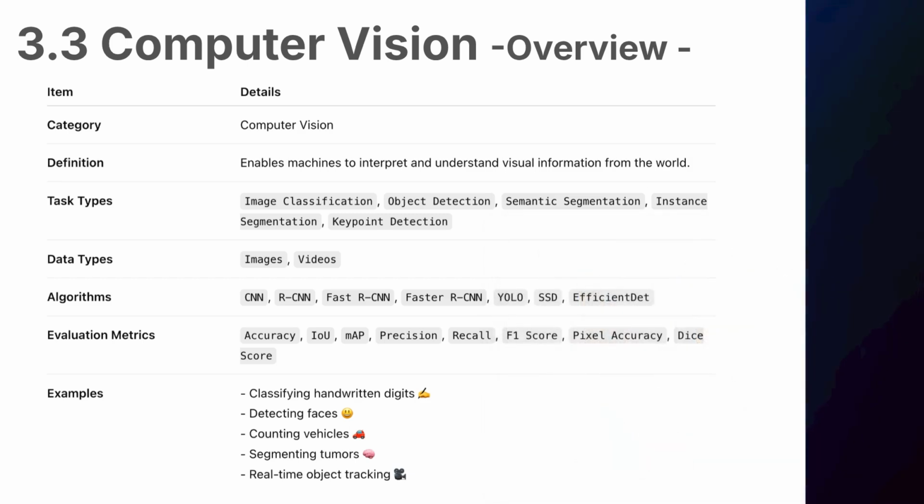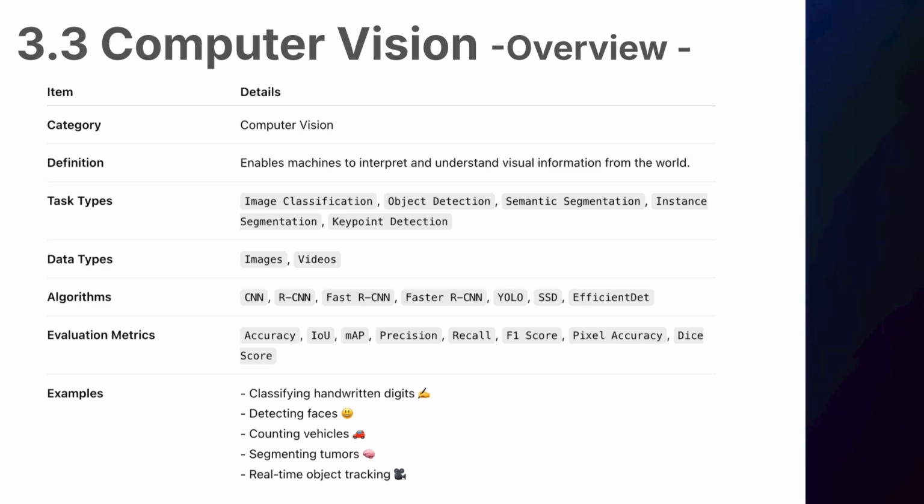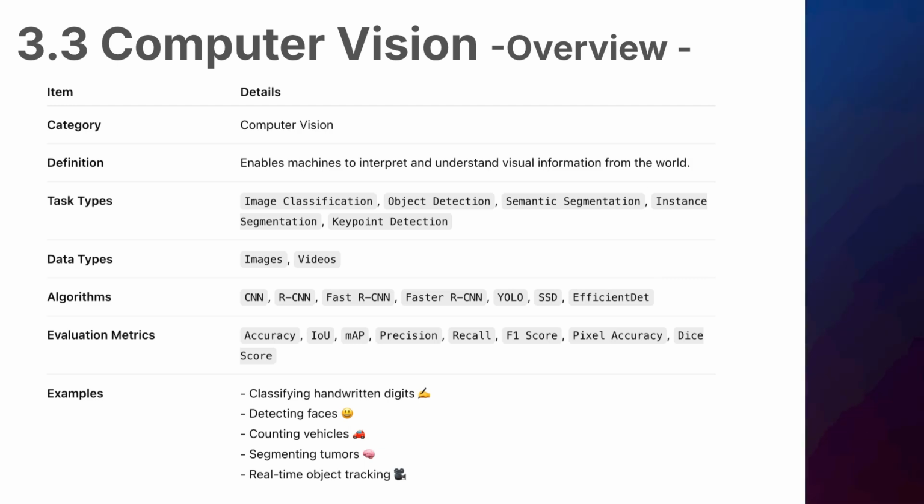This category works with visual data types, mainly images and videos. These could be medical scans, satellite imagery, security footage, or real-time camera feeds. To perform these tasks, computer vision uses specialized algorithms, primarily based on deep learning, CNN, convolutional neural networks, the backbone of most vision models used for feature extraction from images.